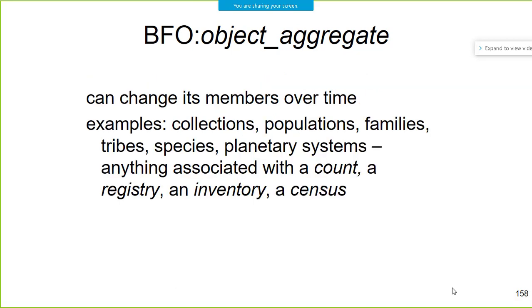You can think of an ontology as a catalog. It tells you what the kinds of things are in your warehouse. And an inventory tells you which instances of those kinds are in your warehouse, and how many.